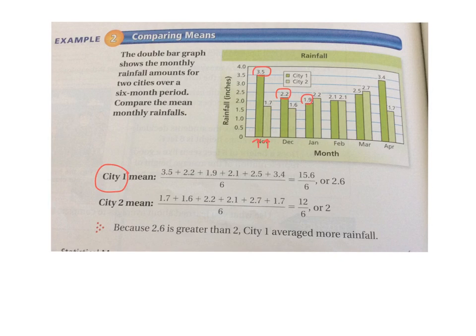There are 6 months represented on the graph. So we find the sum of all the rainfall and divide by 6 for an average of 2.6 inches of rain per month for city 1. For city 2, we're adding all the light green bars. So 1.7 plus 1.6 plus 2.2 and so forth. We will add those and divide that sum by 6. And city 2 gets an average rainfall of 2 inches per month. So we know that city 1 averaged more rainfall.